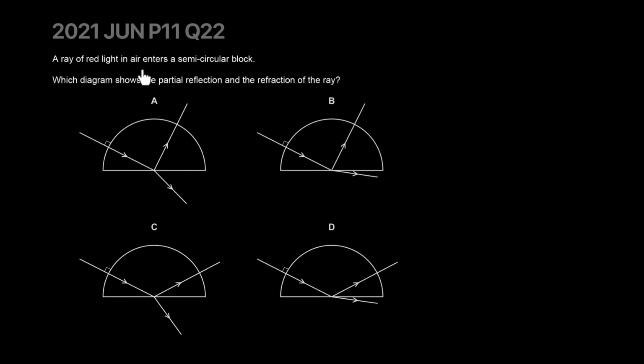A ray of red light in air enters a semicircular block. Which diagram shows the partial reflection and the refraction of the ray?